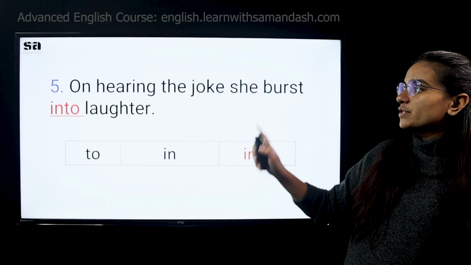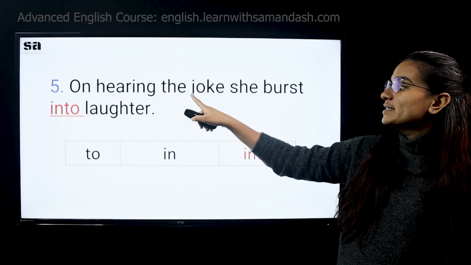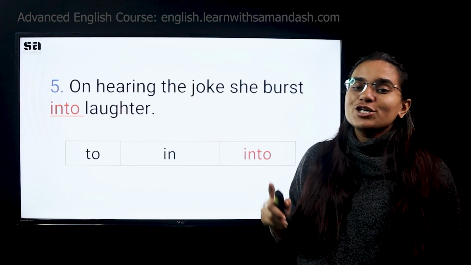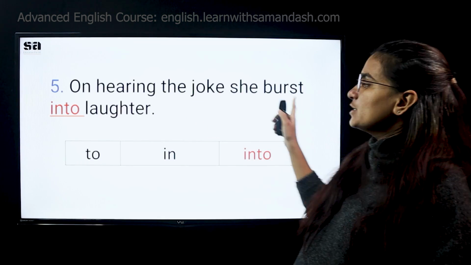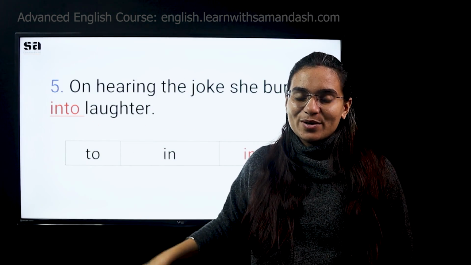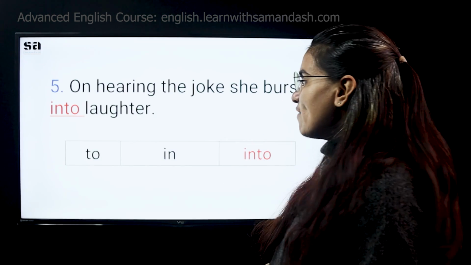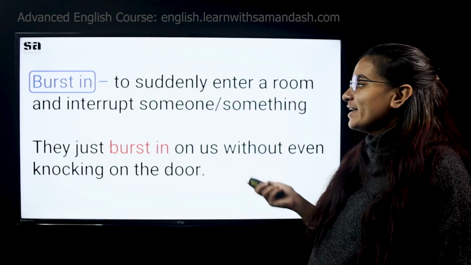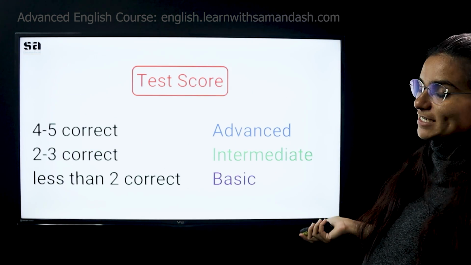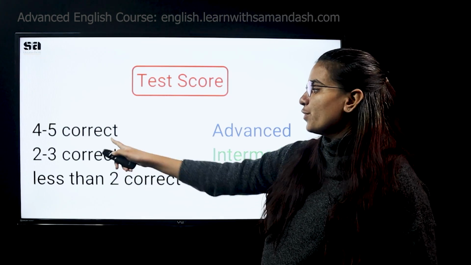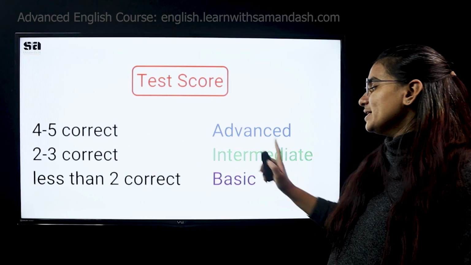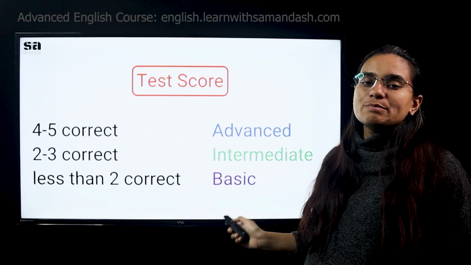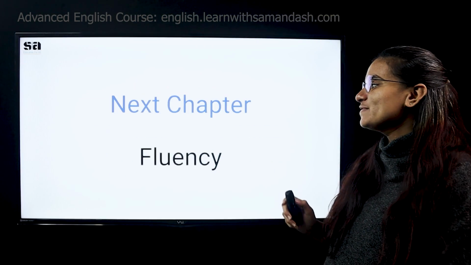So that was the difference on this question. On hearing the joke, since she heard a joke and she couldn't control her laughter, so what did she do? She burst into laughter. Okay? It was sudden. It was so powerful that she couldn't control it. Now, that brings me to our test score. As I've already told you, 4 to 5 is advanced, 2 to 3 is intermediate, less than 2 is basic. That brings me to the end of this chapter, and the next chapter is going to be fluency.